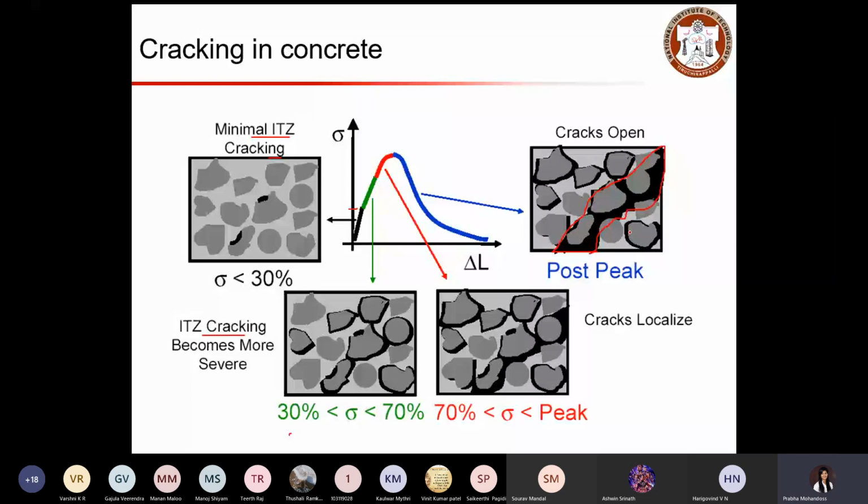So if you see any deformed or failed concrete specimen, most often you can see the cement particles or the cement mortar that failed by crushing, and then that will lead to an exposed aggregate region.